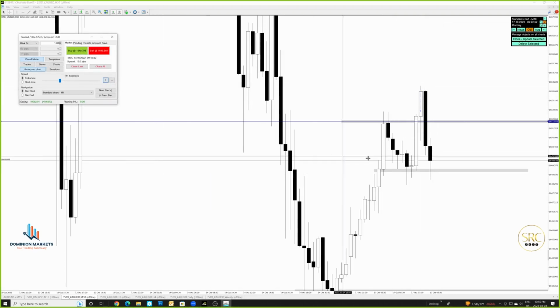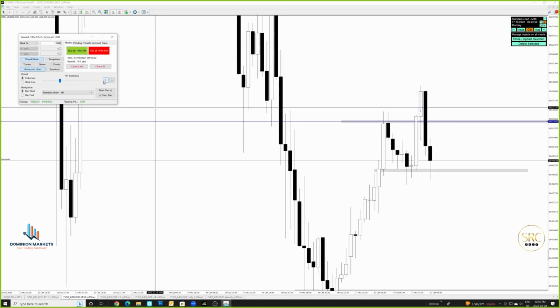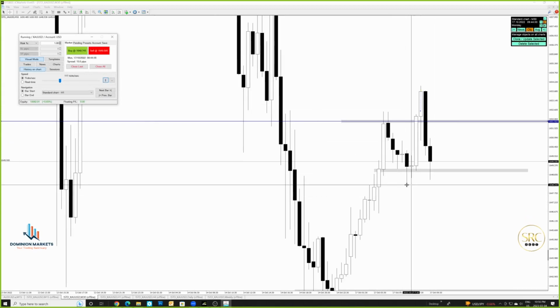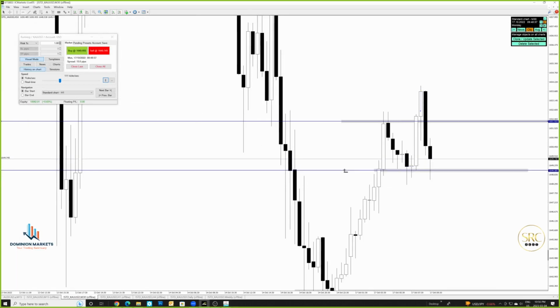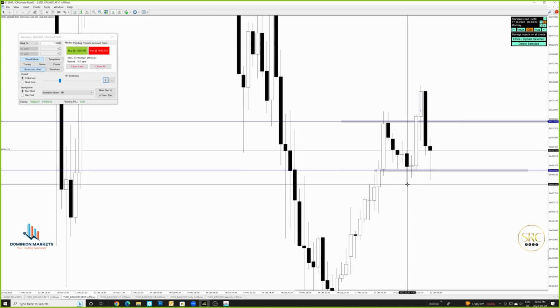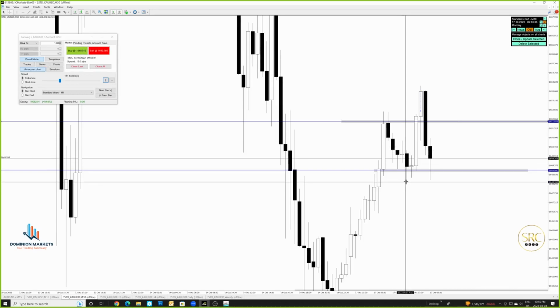Even though it's coming down, these wicks to the left-hand side, it sees them as rejections. Unless the candle closes below the support, then you could take a look at these wicks as potential wick fills. But other than that, they're just basically rejections.